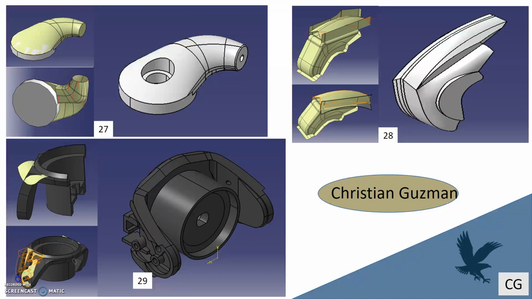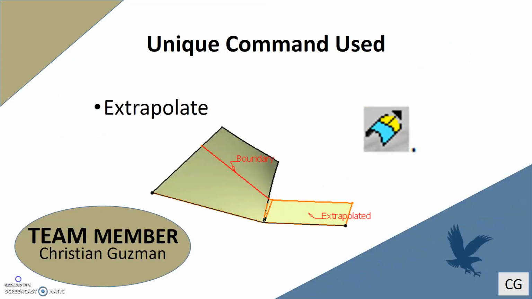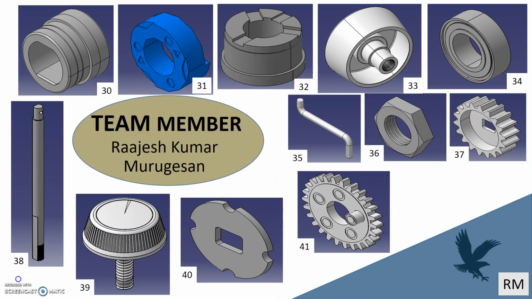This allowed me to complete the model of the rotor. Finally, one tool that I use and found really important is the extrapolate tool, which allowed me to expand one surface in the direction and the boundaries specified of that specific surface. Now, Rajesh is going to talk a little bit about his parts.